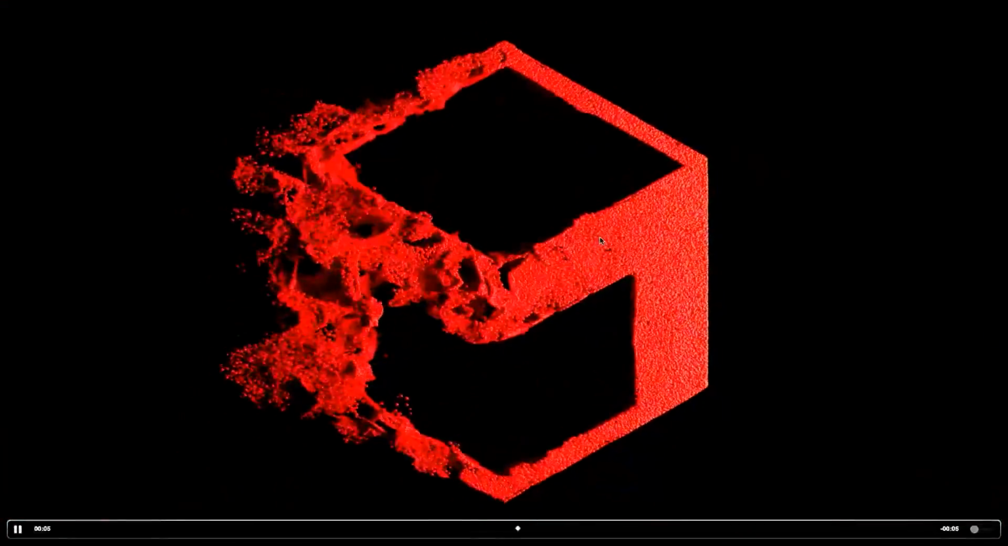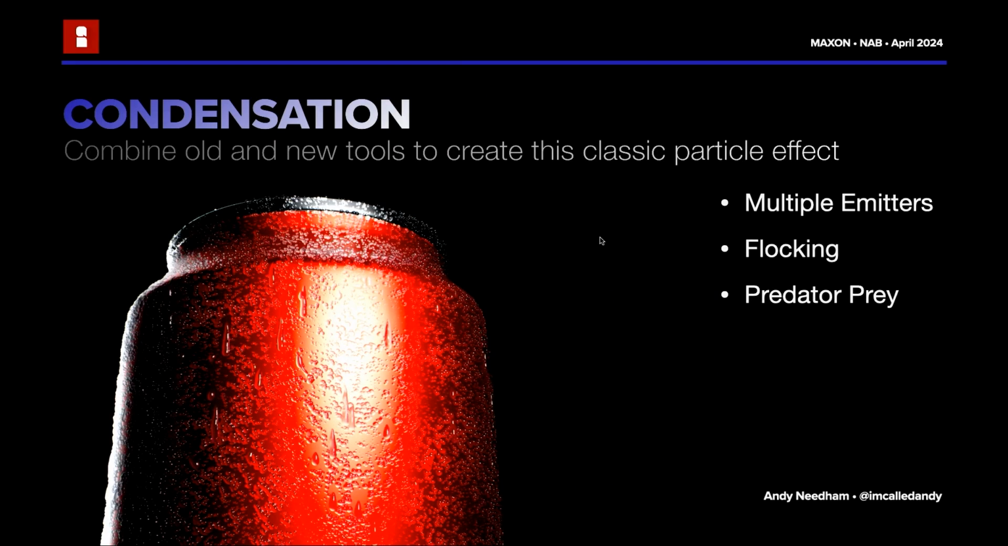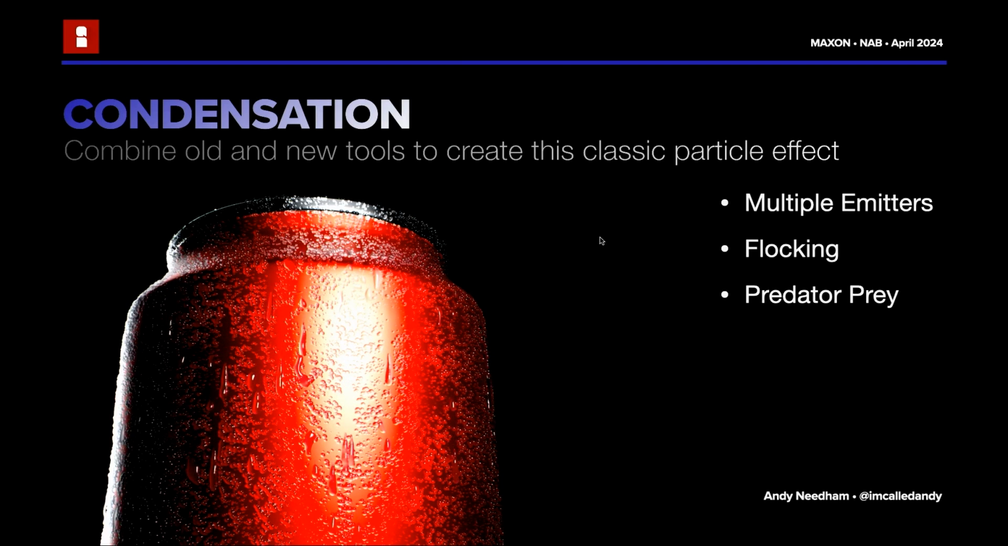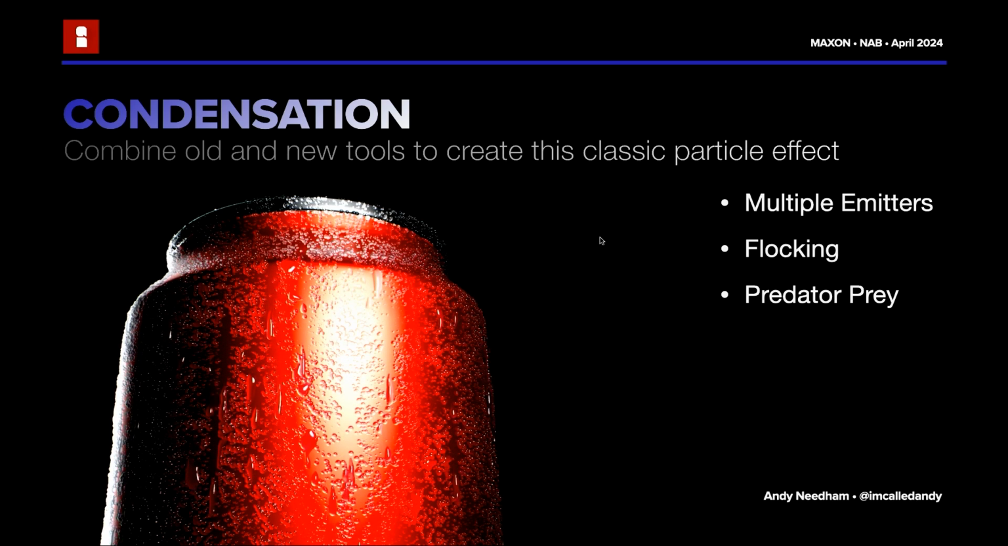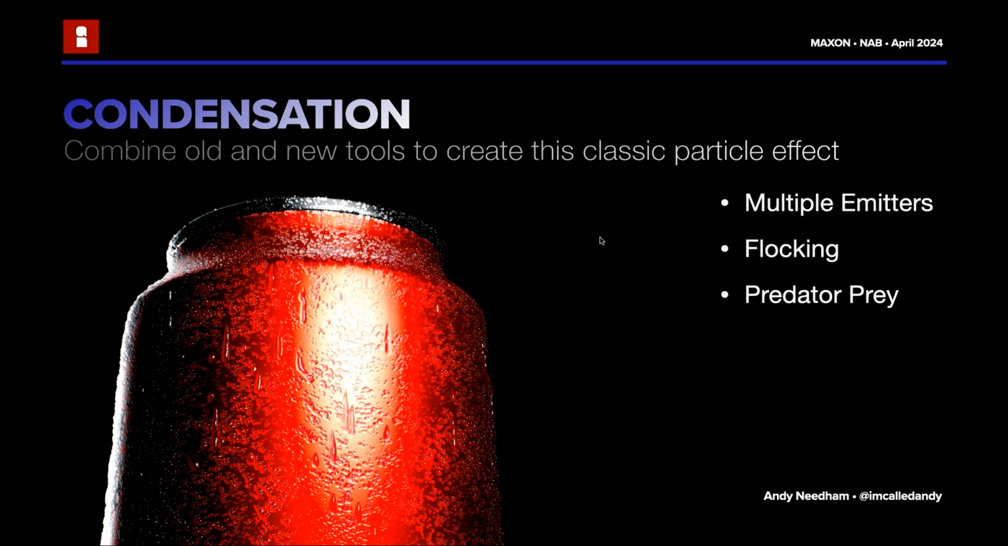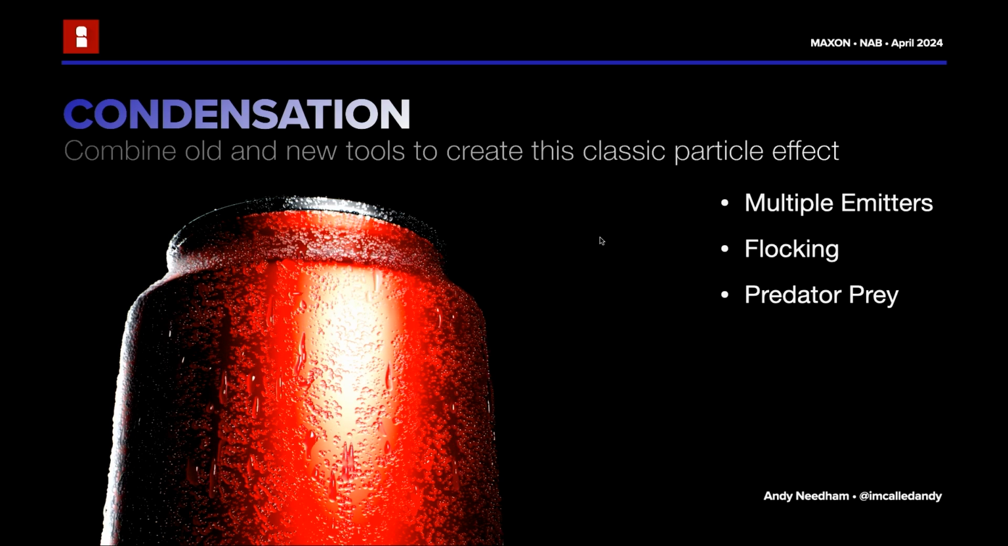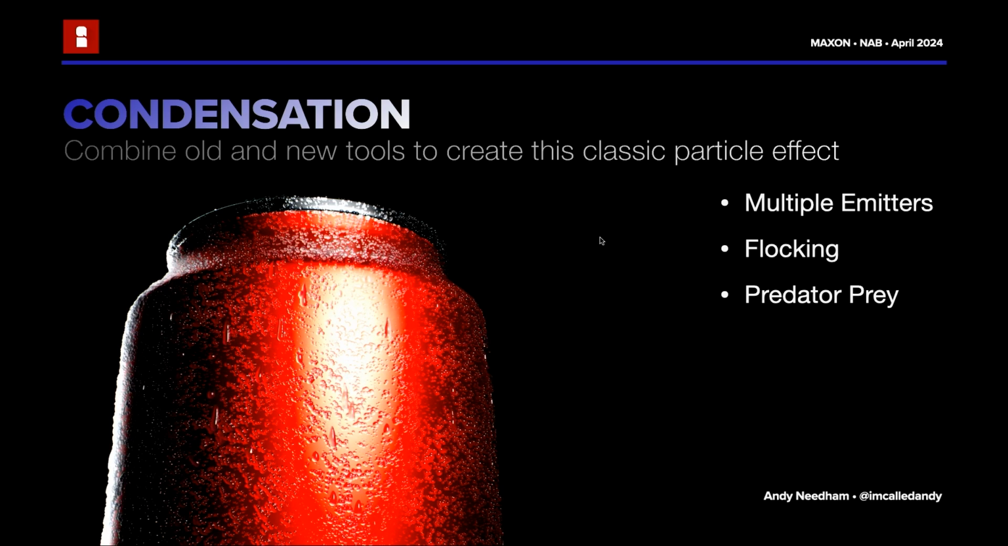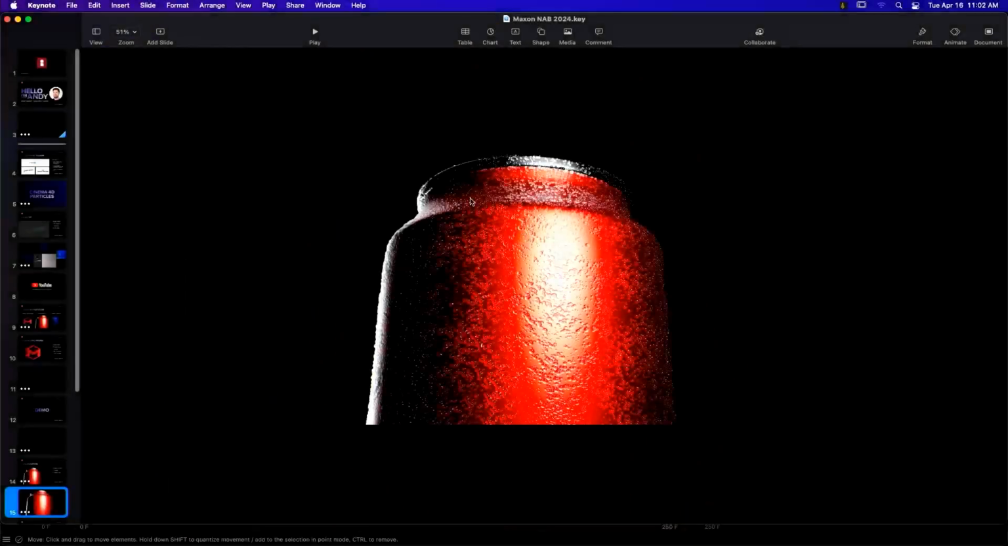So next, we have condensation. Kind of fun. I'm not going to say that this is a final rig or anything like that, but it's actually using multiple emitters, a bit more flocking, and then a thing called predator-prey as well, and some classic tools that help get us to where the drips are. So a little close-up of that. You can see a bit of clumping, a bit of particles moving away. And for a quick shot, this could be quite useful.